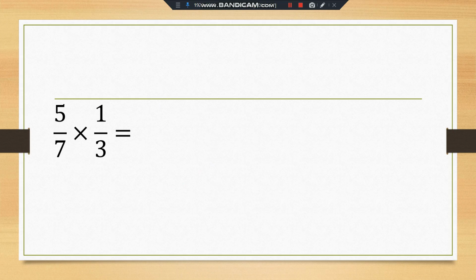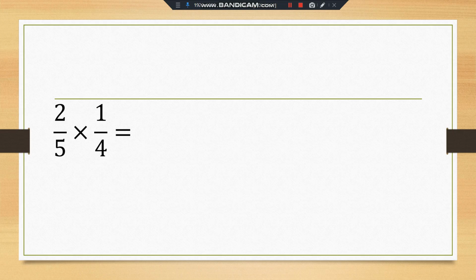5/7 times 1/3. Alright. So we're going to multiply again numerator by the numerator. 5 times 1. That's 5. And the denominator by the denominator. 7 times 3. That's 21. Final answer. Yes, we cannot reduce 5 over 21. Now let's try to have this one.